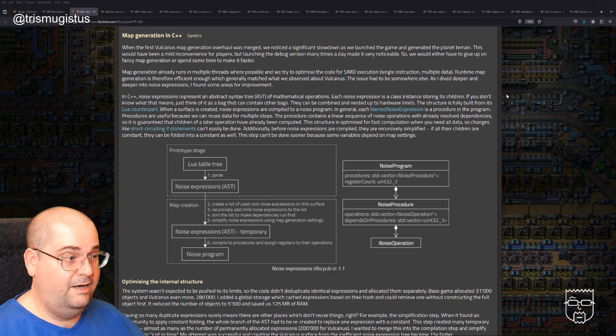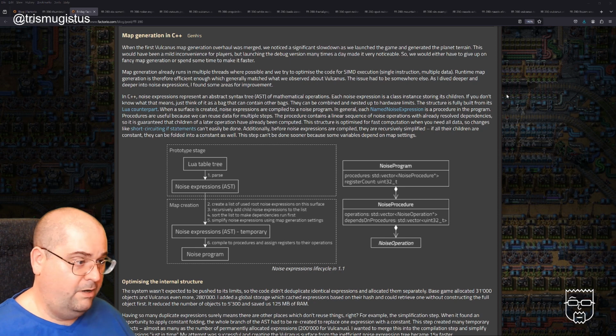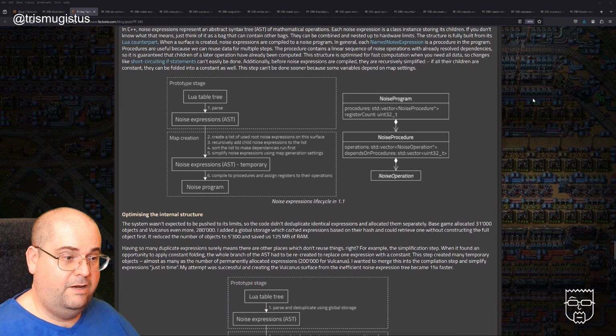The procedure contains a linear sequence of noise operations with already resolved dependencies, so it is guaranteed that children of a later operation have already been computed. This structure is optimized for fast computation when you need all data, so changes like short-circuiting if statements can't easily be done. Additionally, before noise expressions are compiled, they are recursively simplified. If all their children are constant, they can be folded into a constant as well. This step can't be done sooner because some variables depend on map settings. We've then got a diagram showing the noise expressions lifecycle in 1.1. I'm not really going to read these through again. As I say, I'm just presenting this as presented.